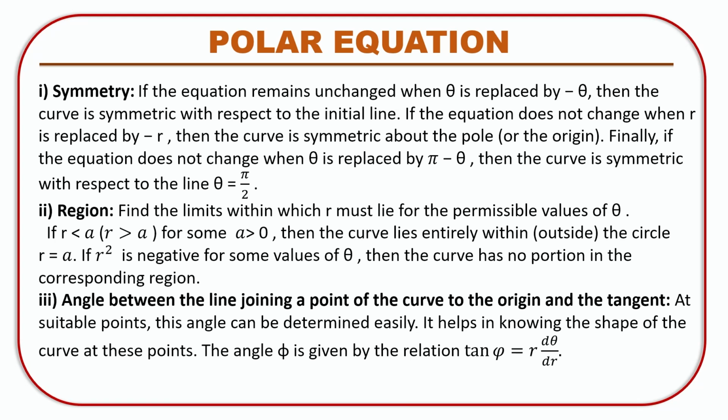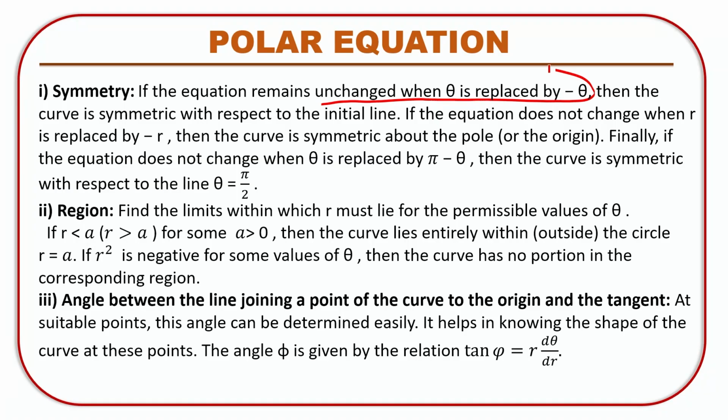For polar equations, curve tracing depends on some peculiar behaviors. One of the main properties is symmetry. As we have seen, any function in Cartesian coordinates may be symmetrical about the x-axis, the y-axis, the origin, or the line x equal to y. Here, for symmetry, we use r and theta. So we will have three or four different types of symmetry, for example about theta equal to pi by 2, or about the pole, and so on.